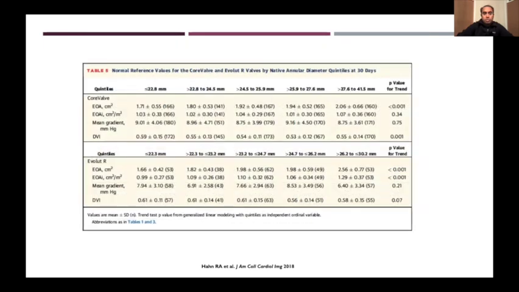And so if we look at Evolut platforms and CoreValve platforms, you can see that the dimensionless indices are reliably above 0.5. And so the hemodynamics across the supra-annular platform are clearly well vetted.